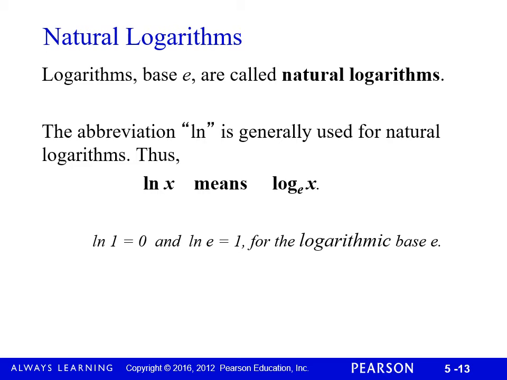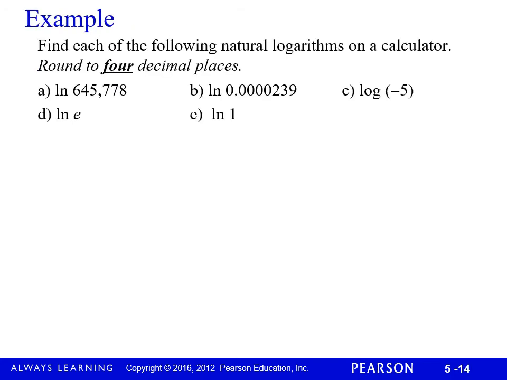The abbreviation ln is generally used for natural logs, and you'll see right below the log button on your calculator you also have an ln button. ln x actually means log base e of x. Do not write log base e of x, use the abbreviation ln. And of course, the natural log of 1 is equal to 0, as any log of 1 is equal to 0. And the natural log of e, since a natural log is base e, we're taking the log of the base, and that's always going to be 1. So it follows the same principles as we talked about before.